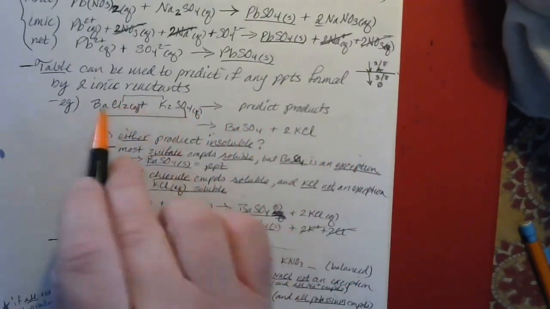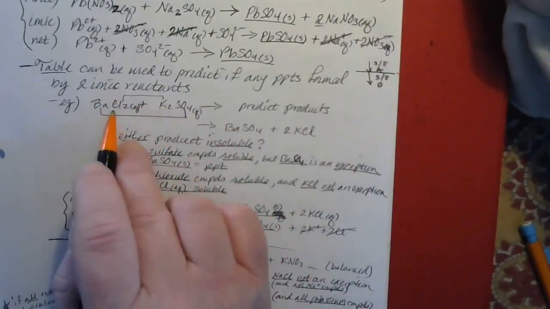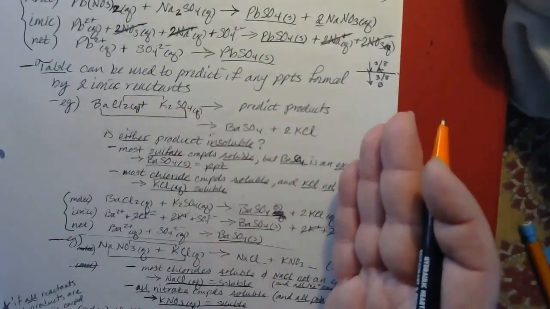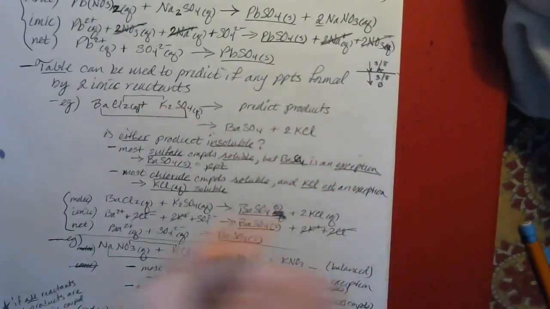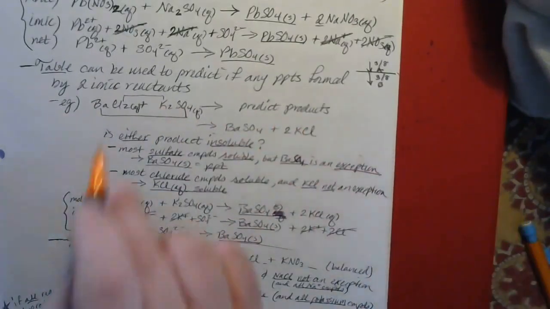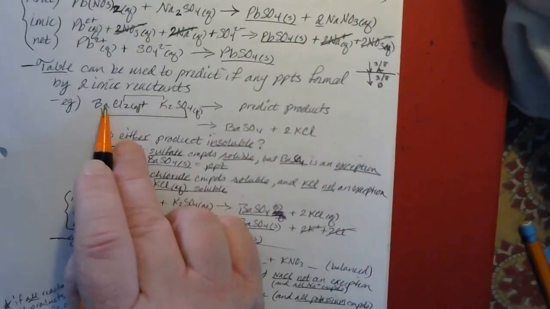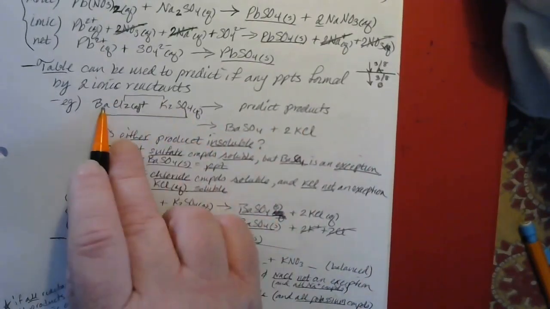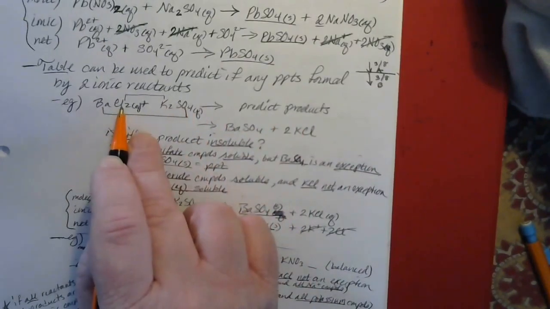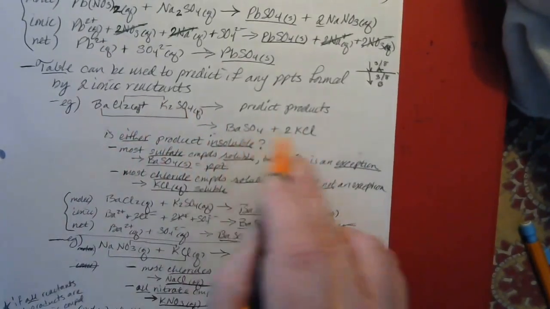Well, since this reaction features two ionic reactants, it's a pretty good bet that it's a double displacement type reaction like we've been talking about, and that the cation and anion simply switch partners. So that would mean barium chloride and potassium sulfate will become barium sulfate and potassium chloride. And so that's what we have here.